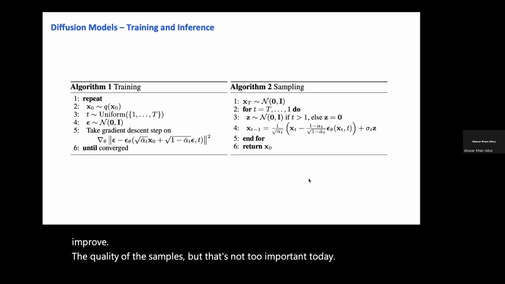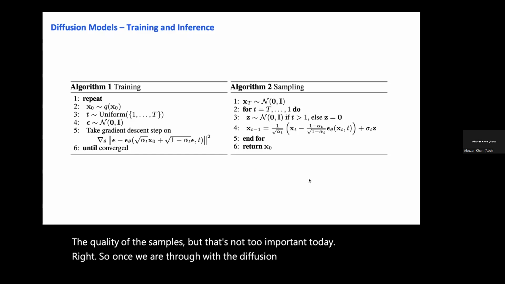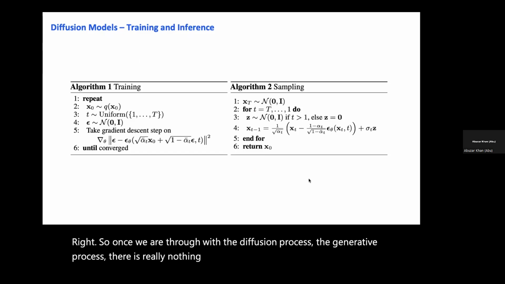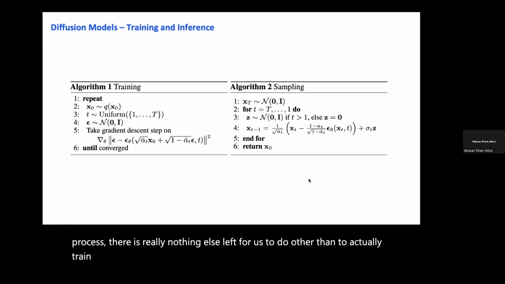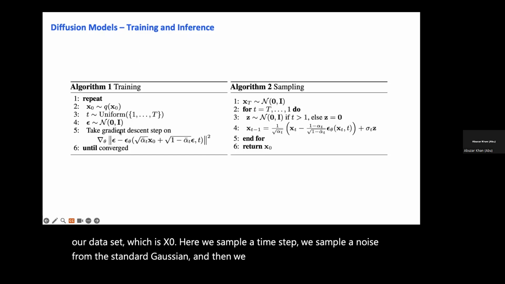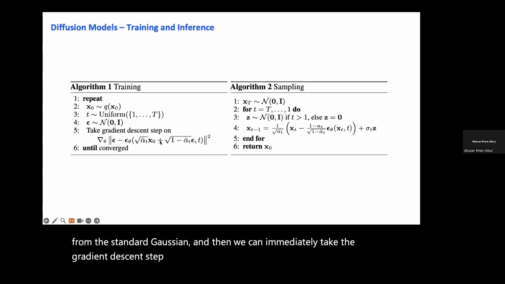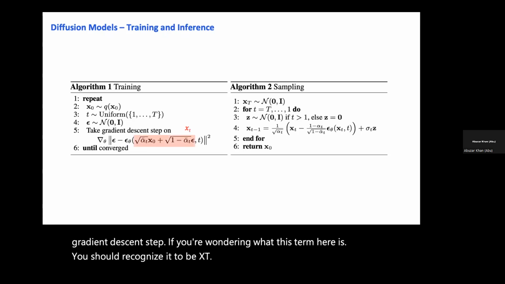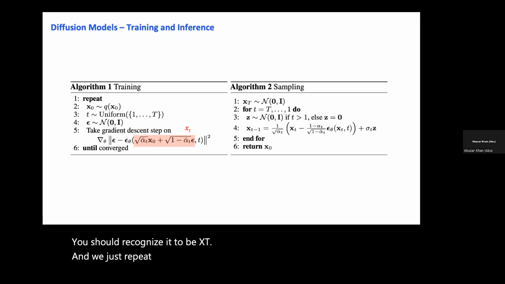Right, so once we are through with the diffusion process, the generative process, there's really nothing else left for us to do other than to actually train this model. And the way we do it, we start by sampling our data from our data set, which is x0 here. We sample a time step. We sample a noise from the standard Gaussian, and then we can immediately take the gradient descent step. If you're wondering what this term here is, you should recognize it to be xt, and we just repeat this process until our model has converged, right?